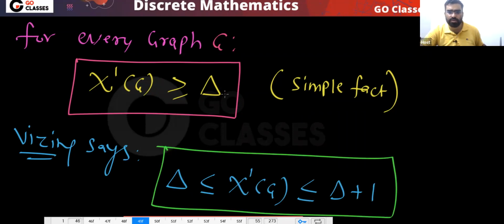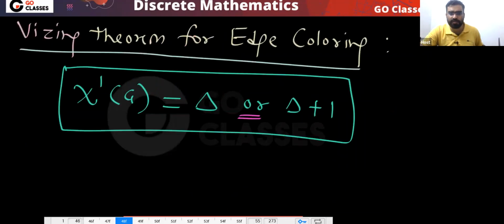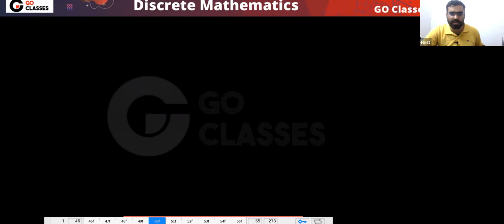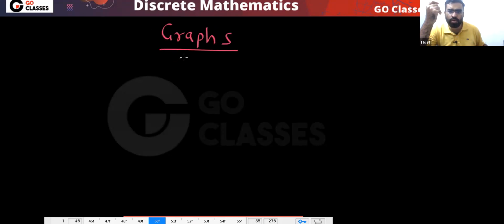For every graph, so either delta or delta plus 1. This is the idea. Now let's find out the graph where you have delta plus 1. It is very interesting that you can divide the graphs into two categories.